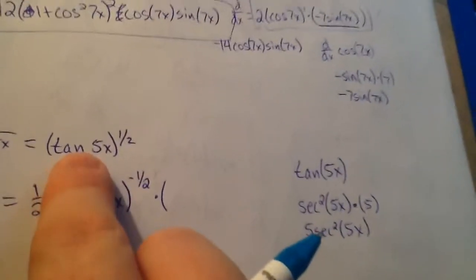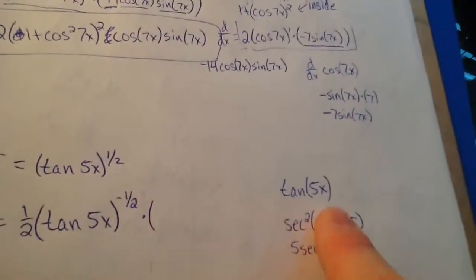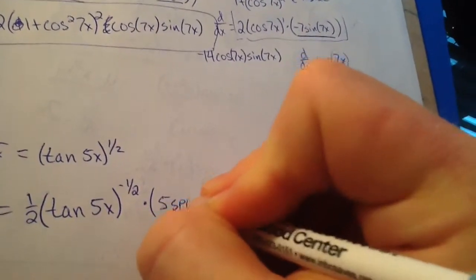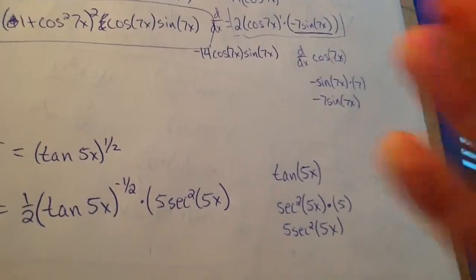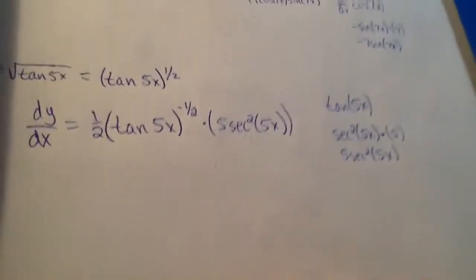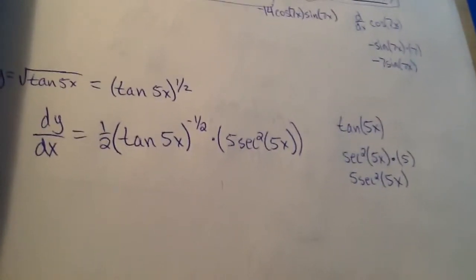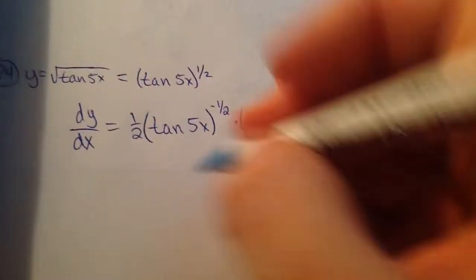So coming back here, when I was doing my derivative of the inside, I was looking for the derivative of the tangent of 5x. I found that. So there we go. 5 times the secant squared of 5x. So I've done all the calculus. Now I just need to simplify this thing. I see a negative 1/2 power. I don't like that.